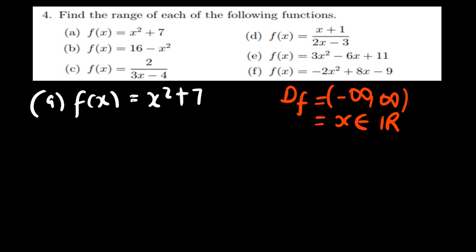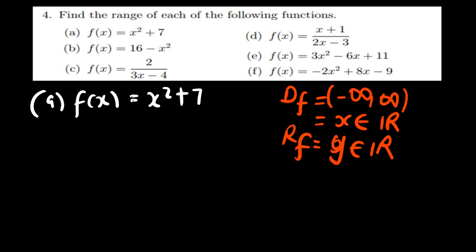What about the range? The range, everything will also exist. So y will be a member of real numbers, because every x value will have some y value on a line. So the range will just be all real numbers.